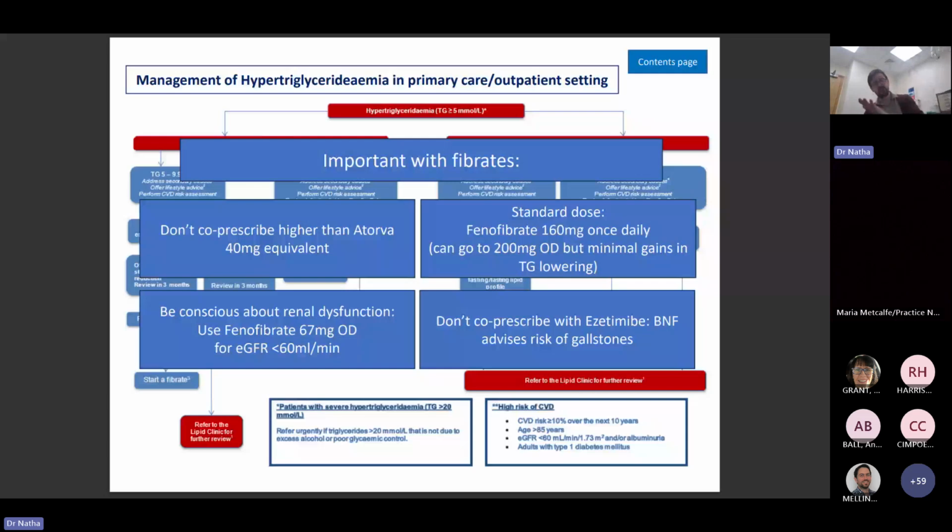There is a higher dose of fibrate of 200 milligrams once daily, but the data would tell us that there's minimal gain to be had from choosing the 200 milligrams over the 160 milligrams. Actually, the only difference between 200 milligrams and 160 milligrams is the preparation itself rather than the effectiveness in triglyceride lowering. Also important to consider not co-prescribing with statin doses of atorvastatin 40 or higher, and not co-prescribing with ezetimibe, as that can come with a theoretical risk of gallstones.